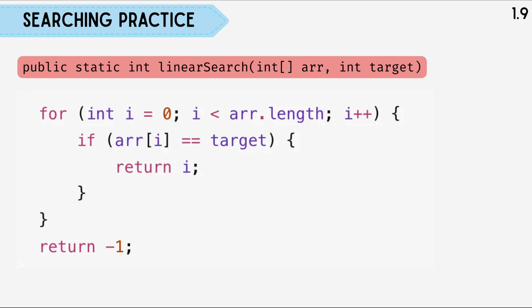So if you did, great. If you didn't, that's fine too. So over here is the answer. We're traversing through a for loop, and inside the for loop we have an if statement stating that if the current value at index i is equal to the target, then we return the index value, otherwise we return -1.